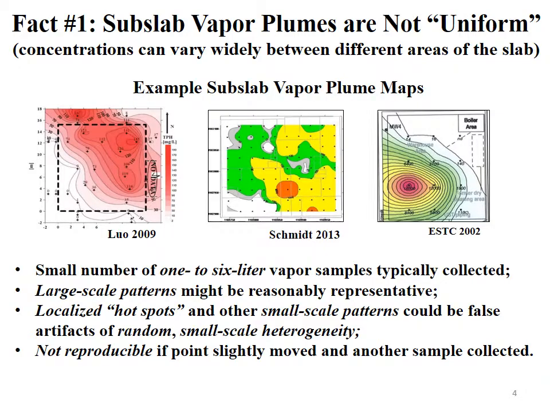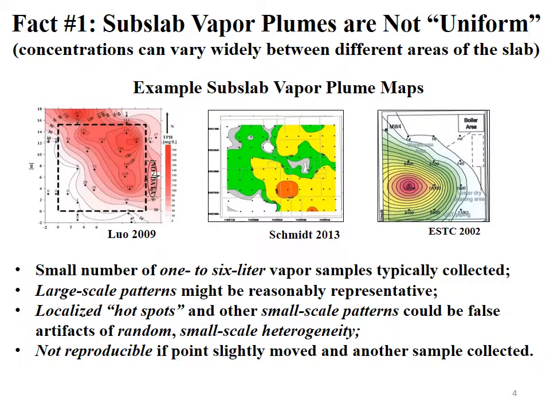So first, let's go over a few basic facts about vapor plumes, in this particular case subslab vapor plumes. Fact number one is that vapor plumes are not uniform, and by this we mean that the concentrations can vary very widely between different areas beneath the slab or within the vapor plume itself. This isn't really a big surprise to anyone who's done a lot of detailed vapor work, but a key erroneous assumption has been made in some past vapor intrusion guidance we'll talk about in a minute.